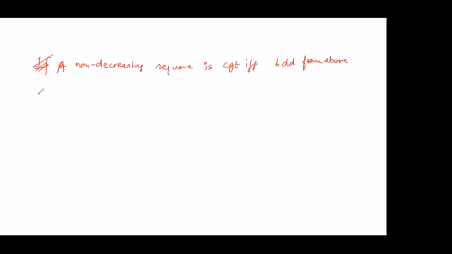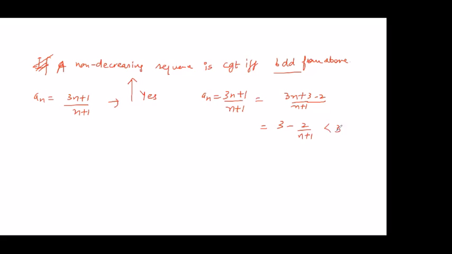So we did one example. That example was (3n plus 1) by (n plus 1). We checked that it was coming out to be non-decreasing, so that means we could apply this theorem. And then we checked the boundedness. How did we check it? We just manipulated it this way: I wrote it as (3n plus 3) by (n plus 1) minus 2. So this was 3 minus 2 by (n plus 1). So this is less than 3.